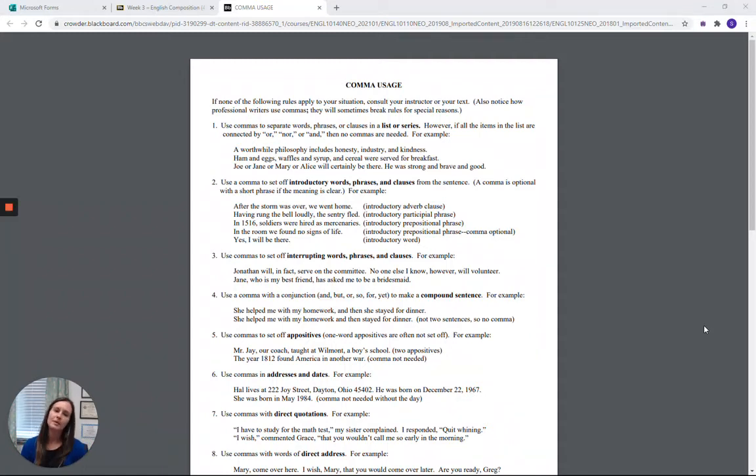So let's talk a little bit about commas for this week. This is probably the number one grammar issue I see in students' writing. So let's review a little bit. The purpose of commas is to separate. That's what commas do. But they are not strong enough to keep two ideas held together by themselves.